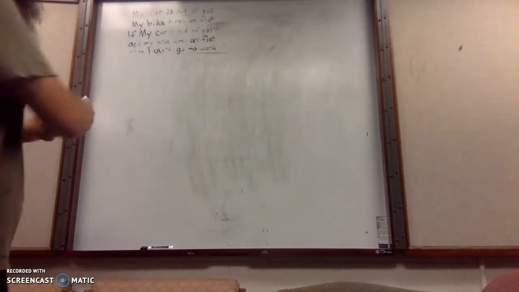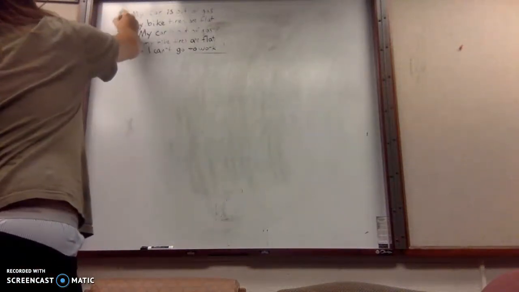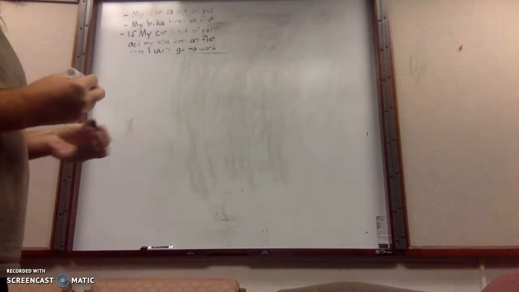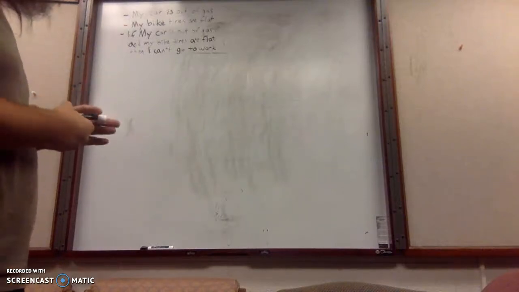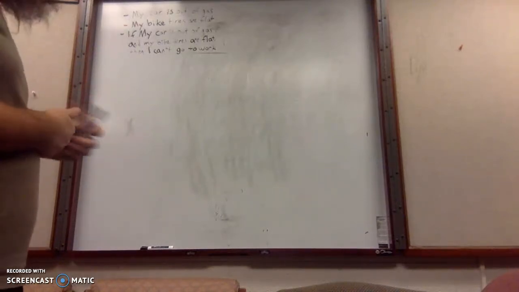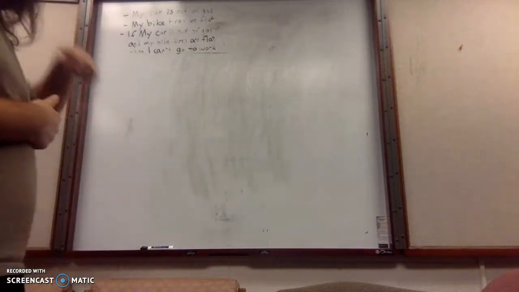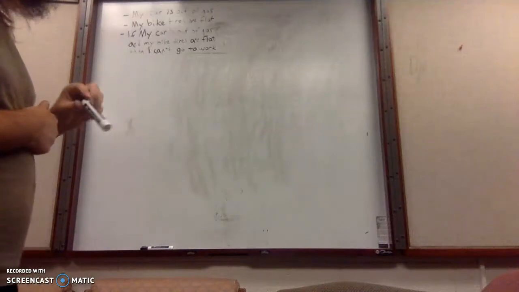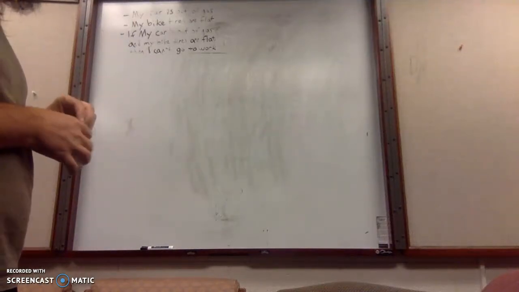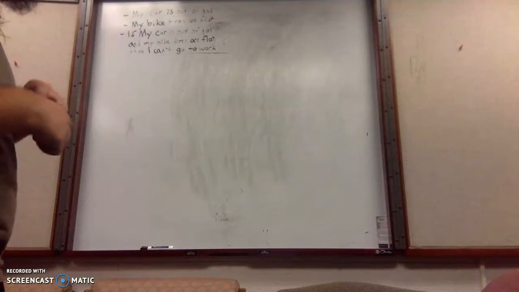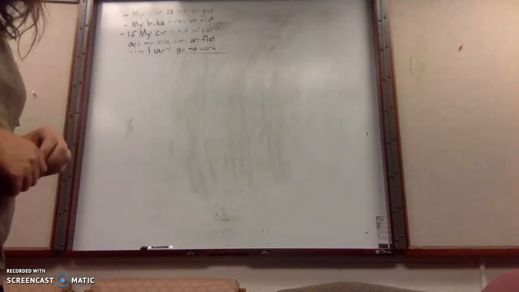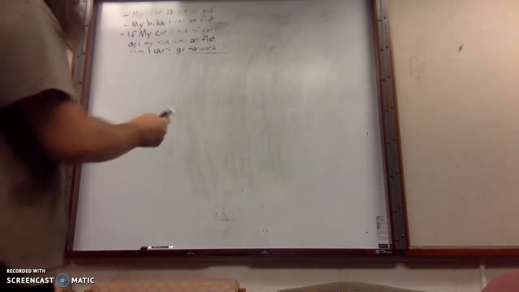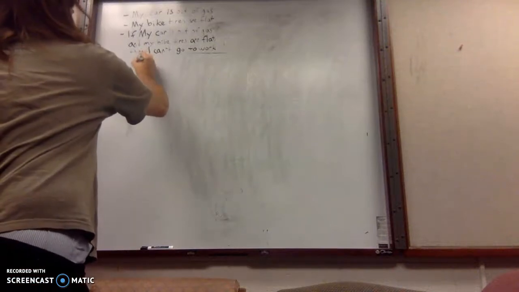There are three premises in this argument. My car is out of gas is the first premise. The second premise is my bike tires are flat. The third premise is if my car is out of gas and my bike tires are flat, then I can't go to work. The conclusion, no surprise here, is I can't go to work.